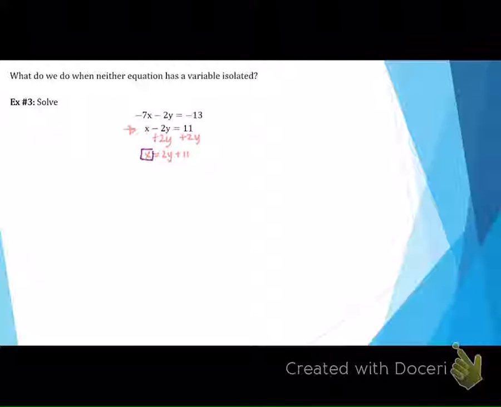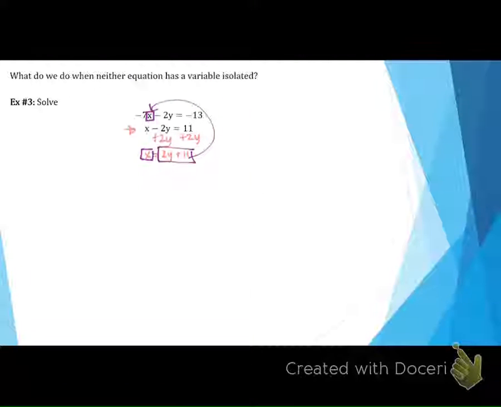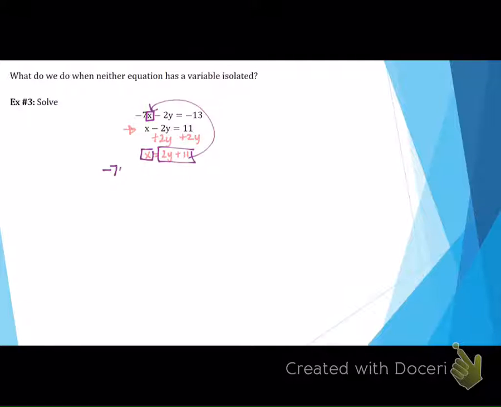So x is the same thing as 2y plus 11, and we have to use the other equation. So notice we solved for the bottom equation. We have to substitute into the top equation in for x for 2y plus 11. So how would that look? Cassie, how would you write that up? Tell me exactly what you would write if you substitute 2y plus 11 in for x. Okay, so -7 parentheses 2y plus 11 parentheses, negative 2y equals -13. Perfect.